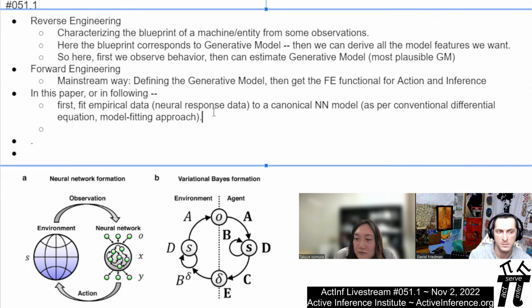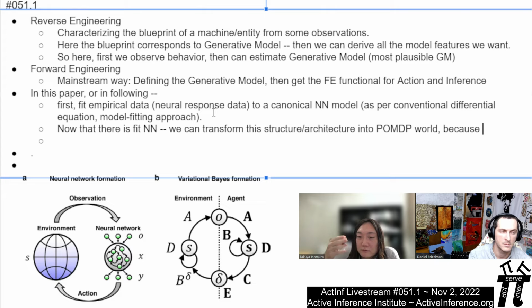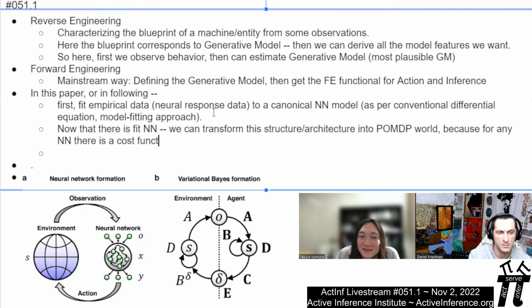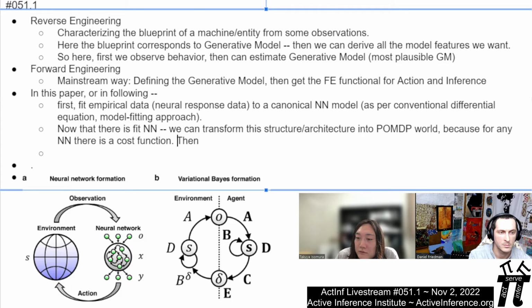we can naturally transform such a neural network architecture into the well-known partially observable Markov decision process architecture, because for any kind of canonical neural network, there is a cost function. So we derive the cost function from the neural activity equation, which is the opposite of the conventional way, where we first define a cost function and derive an algorithm. And then we use the formal equivalence between the neural network cost function and variational free energy, and so transform the neural net architecture to a Bayesian model architecture.